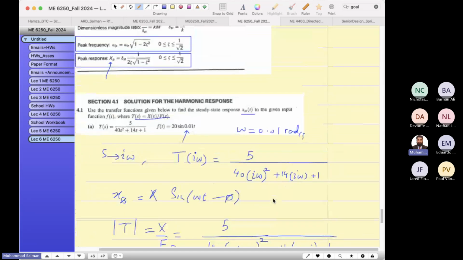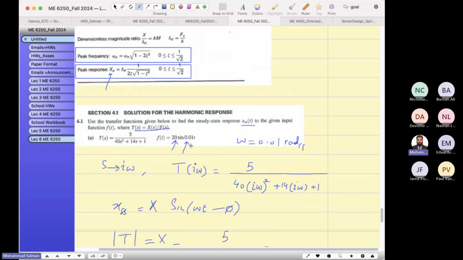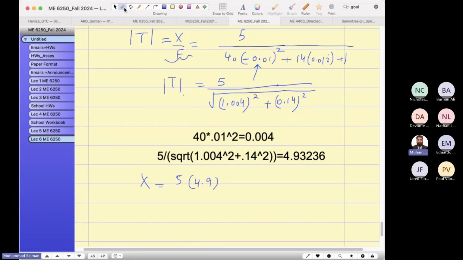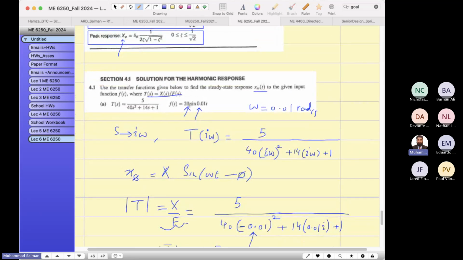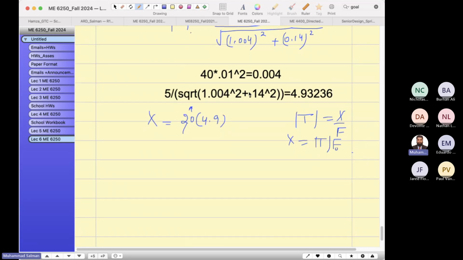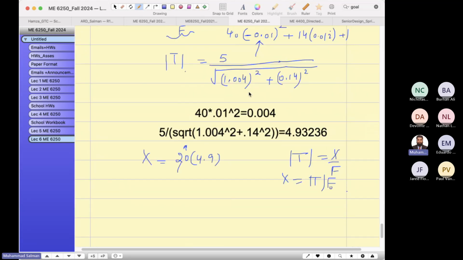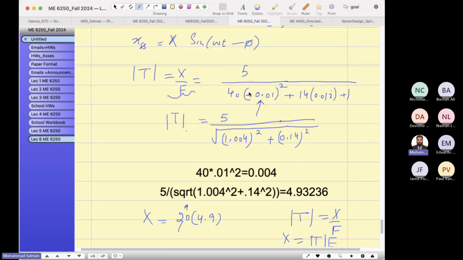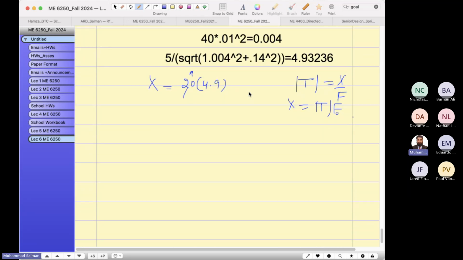And now if you multiply this, sorry, this is not 5. This is the amplitude here, 20. 20 times, because the magnitude is equal to x over f, so x equals magnitude times f. This is my f naught, which is coming from this applied force. I would write it like this: f naught sine omega t. So you have to multiply this by 20 to find out the output response. So let me write down x steady state equals to.